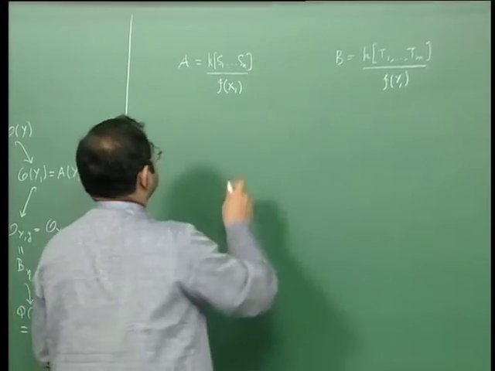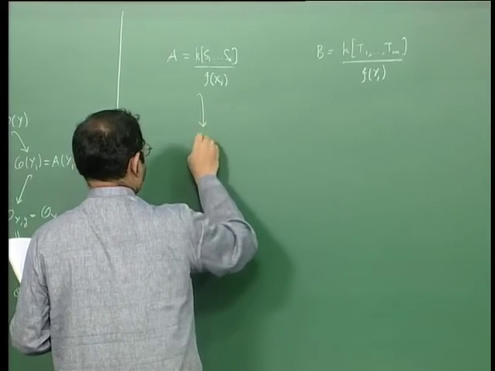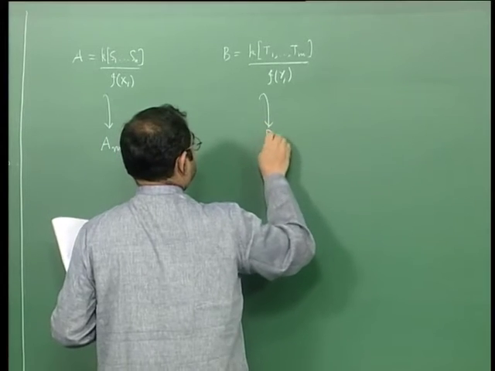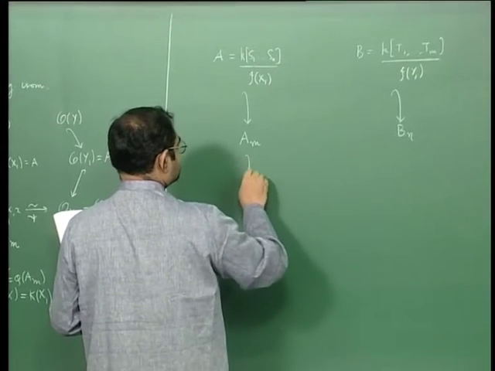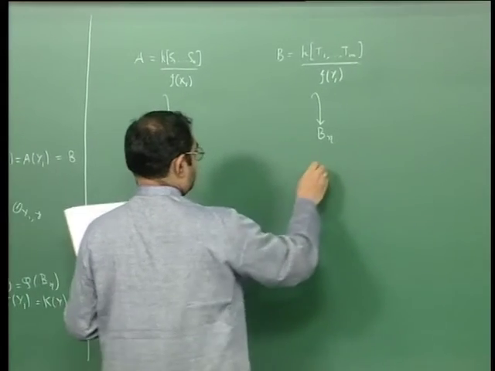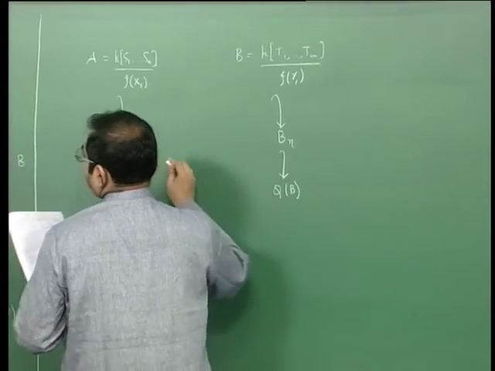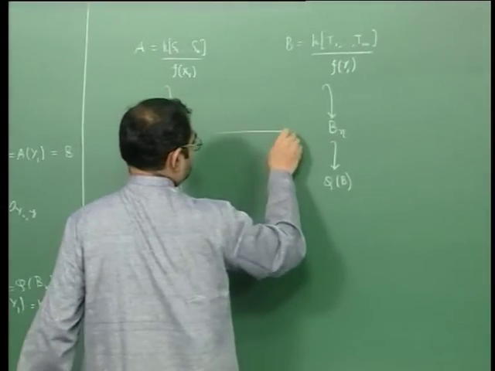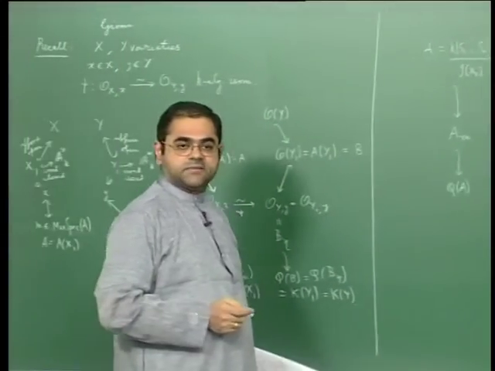And now in terms of these rings, we have this inclusion of A into A_m, and B into B_n, okay, and of course A_m is sitting inside the quotient field of A, and B_n is sitting inside the quotient field of B, and of course the isomorphism that is given to me is between A_m and B_n, okay. This is the K-algebra isomorphism that is given to me.